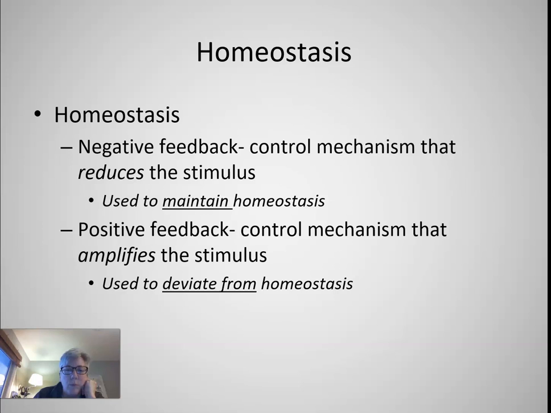Okay, there's two important parts to this, or things to understand, I should say. Negative feedback is one way that homeostasis is maintained, and that is a control mechanism that will reduce the stimulus in order to maintain homeostasis. That's negative feedback. Positive feedback works by turning up the stimulus, amplifying the stimulus. Oh, sorry, I misspoke. That is a way to deviate from homeostasis.